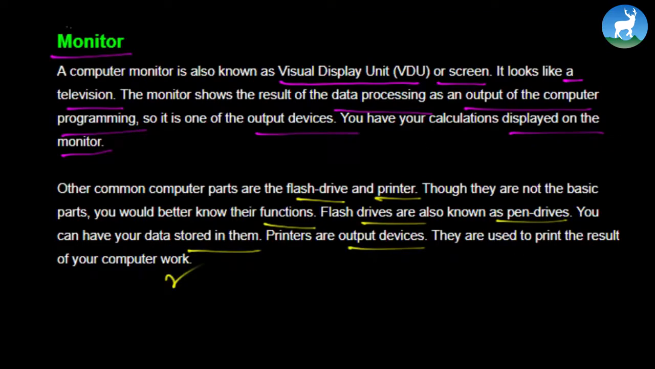How nice. So we studied about monitor. Then we studied about flash drive, followed by printer. Flash drives are also known as pen drives, while printers are the output devices. Finally, we studied the conclusion. This is how the paragraph ended. So this marked the end of our reading section.